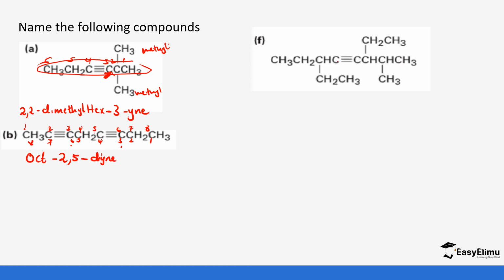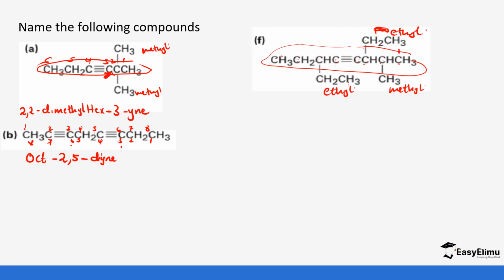So let's look at this one. The longest chain is going to be 1, 2, 3, 4, 5, 6, 7, 8. If you pick this one, it's the easiest. So this is an ethyl. This one is an ethyl branch as well. This one is a methyl. So we will start numbering from 1, 2, 3, 4. Either way, we are still going to get the same.